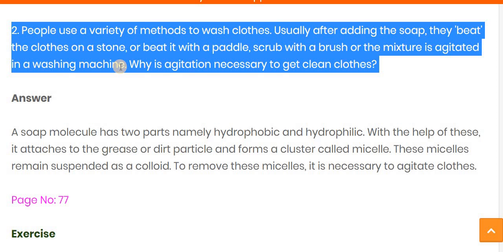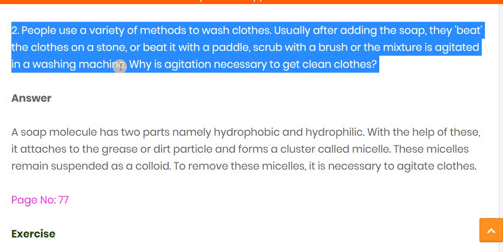And this micelle remains suspended in a colloidal substance. To remove this micelle which sticks to the dirt particle, it is necessary to agitate the clothes, that is, by paddling, scrubbing, or beating. So that is necessary to remove the micelle structure from the dirt particle.